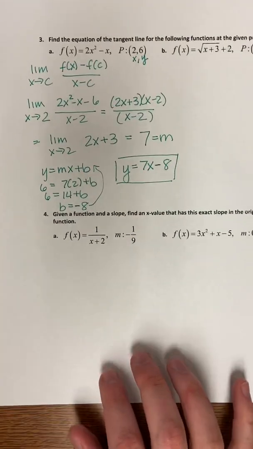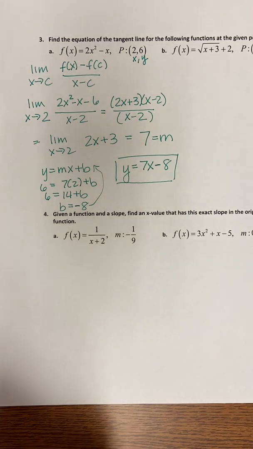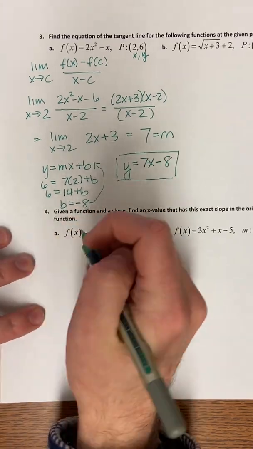There's one way we can do this that's also somewhat backwards. Given a function and a slope, find the x value that has this exact slope in the original function. That means what we're going to do is find a derivative and match where the derivative, or in this case, the slope of the tangent line, which is m, matches the slope in question.